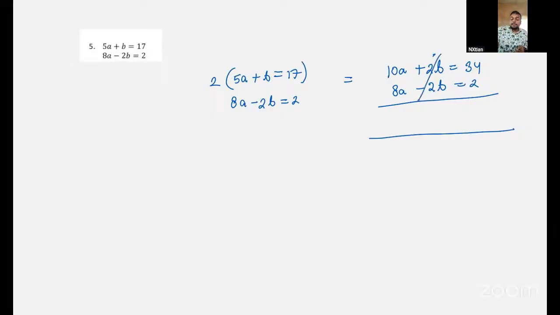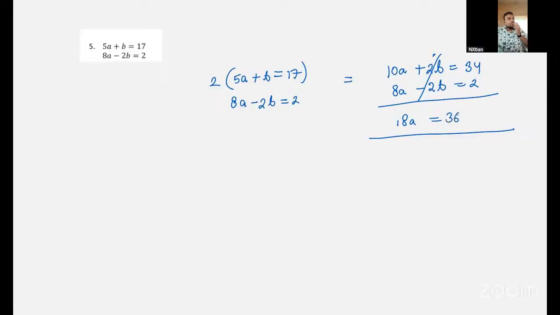And 10A plus 8A will be? 18. Yes, very good. So it will become 18A equals what? 0, no. 34 plus 2. 34 plus 2 is 36.